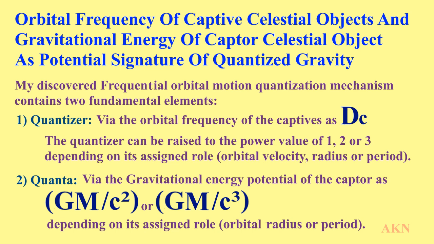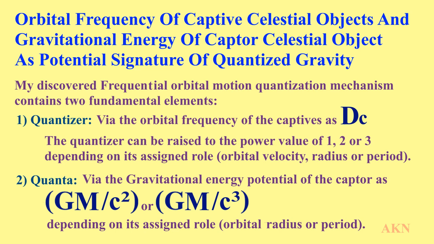And finally, my discovered frequential orbital motion quantization mechanism appears to reveal the quantized nature of gravity via the orbital frequency of captive celestial objects and the gravitational energy potential of the Captor celestial objects. This is because the said frequential orbital motion quantization mechanism contains two fundamental elements.